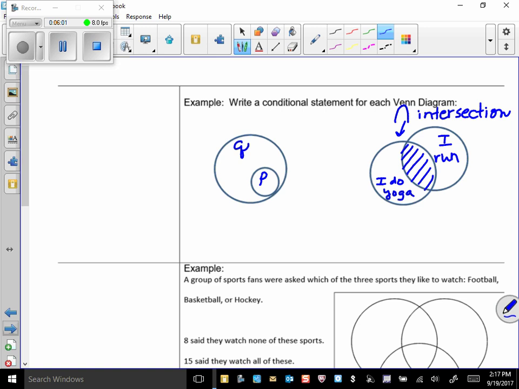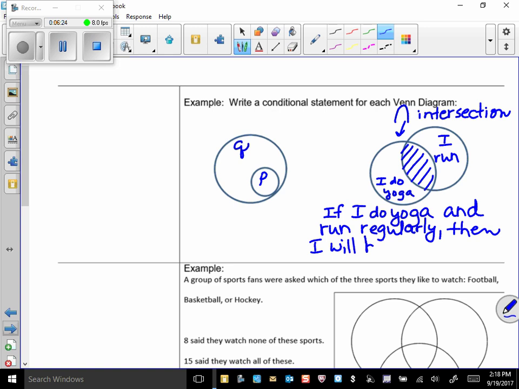Okay, here's what I can write though. If I do yoga and run, I'm going to say regularly. Got to do them regularly, right? Then I will be in great shape. Okay, so where should that great shape be in my Venn diagram? It's going to be right here in the middle, right? If I do yoga and I run, then I will be in great shape. So that's what the overlapping looks like.